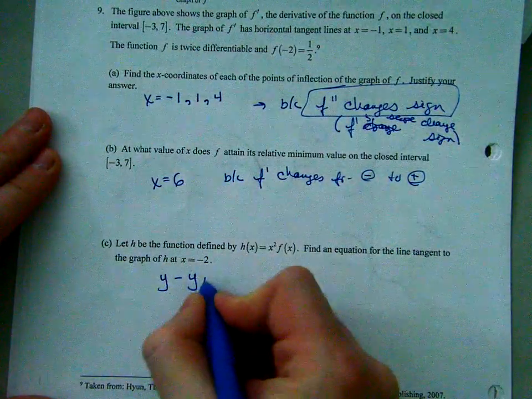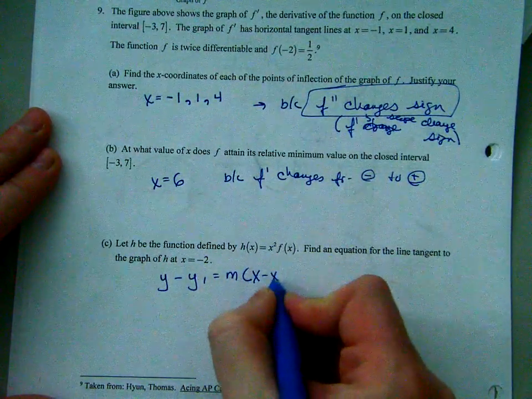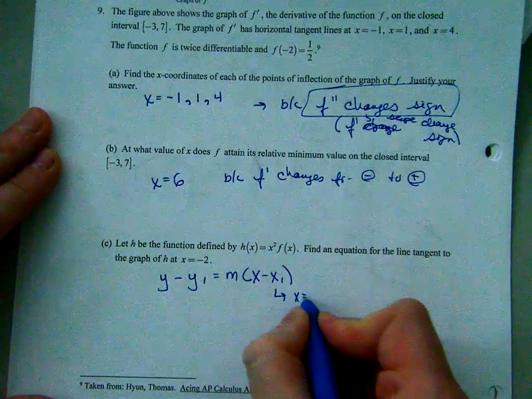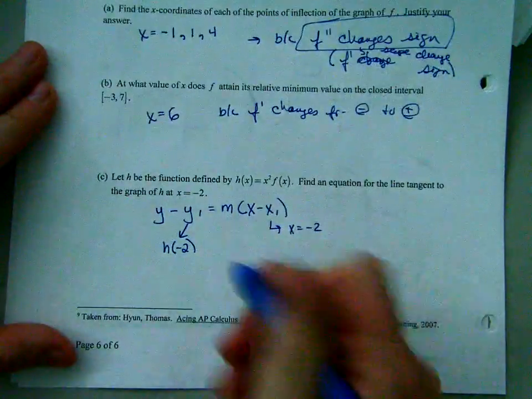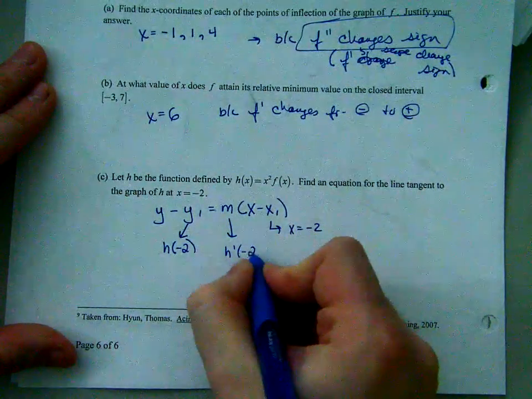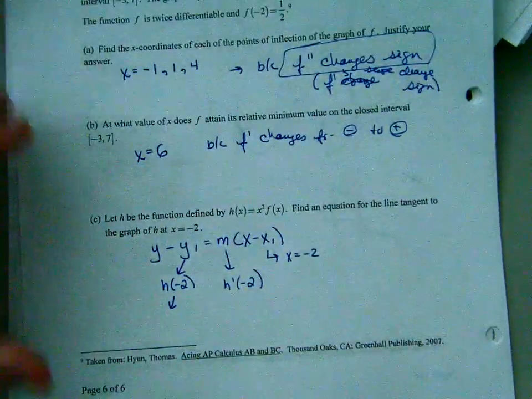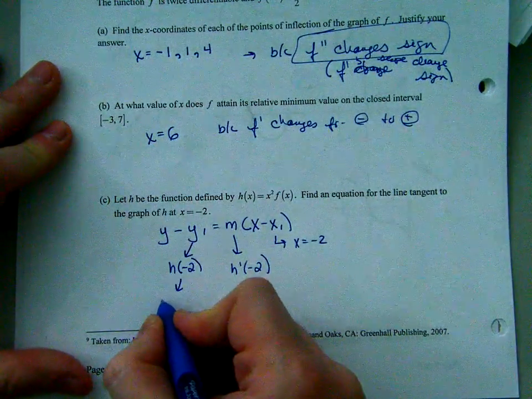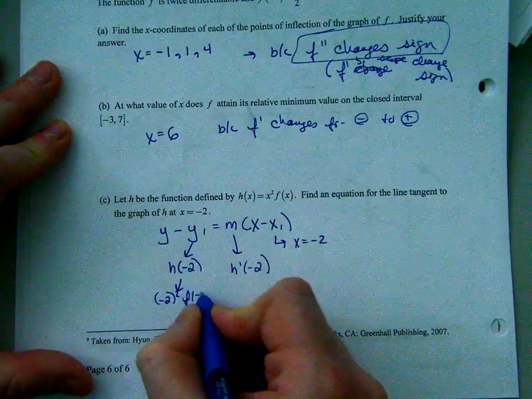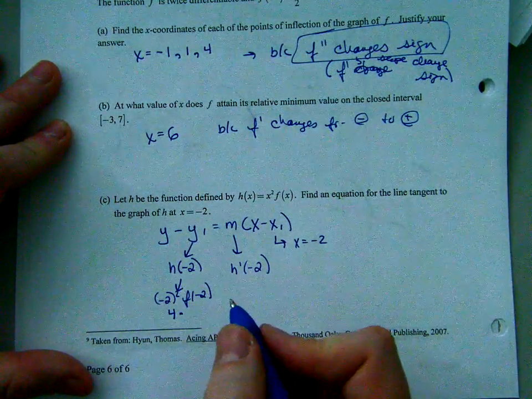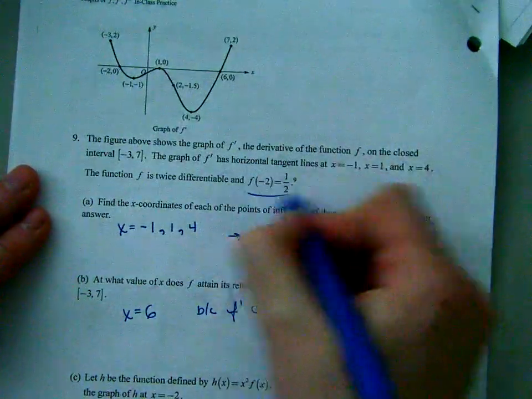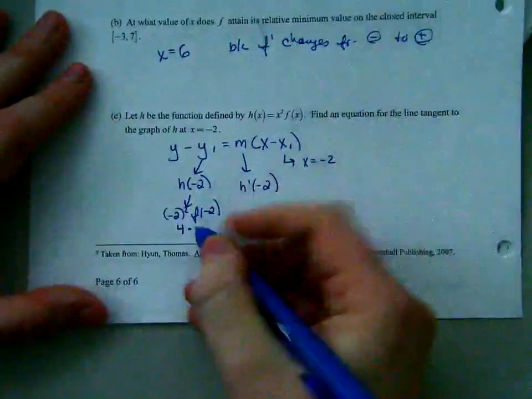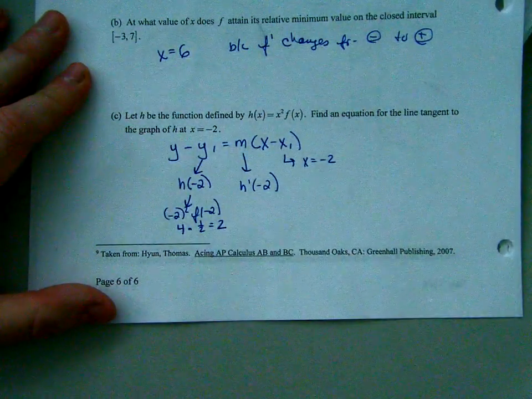Okay, part C. The answer is y minus y1 equals m times x minus x1. x1 is -2. y1 is whatever h of -2 is, and m is whatever h prime of -2 is. What is h of -2? 2. Because this should be -2 squared times f of -2, that is 4 times f of -2. Where are you getting f of -2 from? The directions. They told you. We need to use that piece of information. 4 times a half, we're going to get 2 over there.